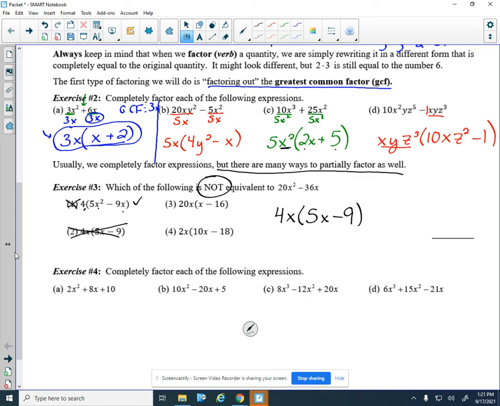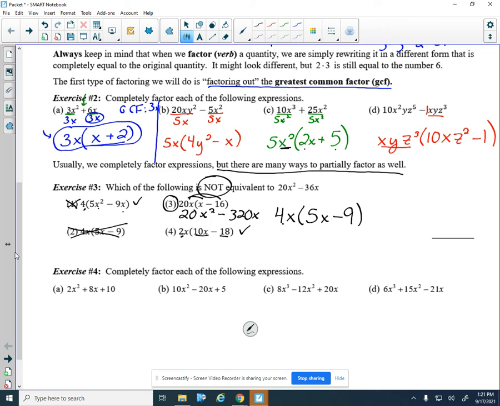Looking at this one, we could have just taken out a 2, not a 4, which would have left this as a 10 and this as an 18. So that looks like it's good. So I'm just going to multiply this one out to make sure it's the one that's not right. This would give me 20x squared, but here I would have minus 320x. Basically, this 20 and 16 add up to 36. They don't multiply to 36. So this is the one that's not equivalent.